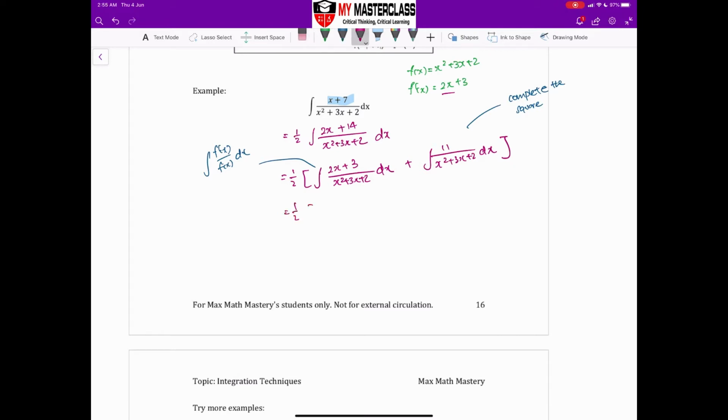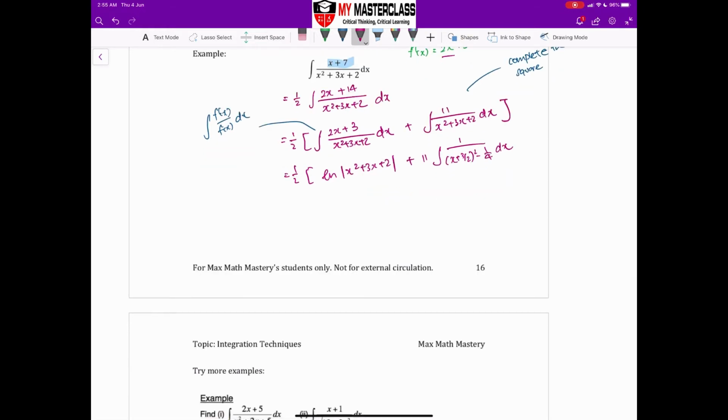The half remains. The first formula here will be ln modulus x squared plus 3x plus 2. For the formula here, I'm going to complete the square quickly. So I bring out the 11. I complete the square, which will give me x plus 3 over 2 squared, minus 1 over 4. So realize that this is not a tangent inverse formula, so refer to MF26. It will be ln modulus x squared plus 3x plus 2. Sorry, it's a modulus here.